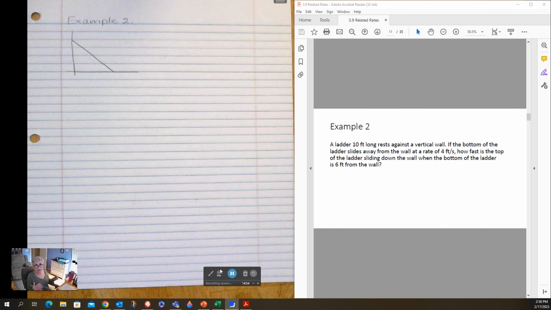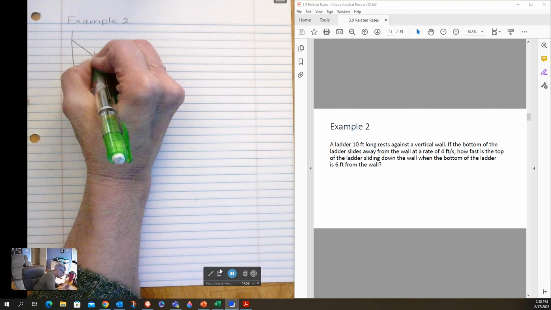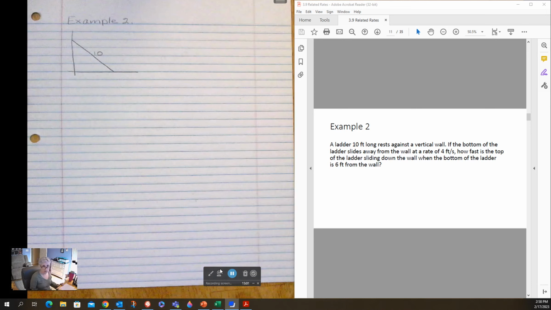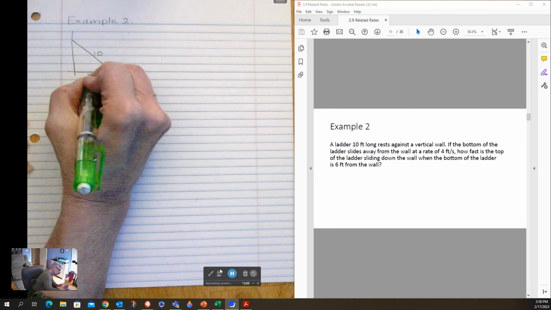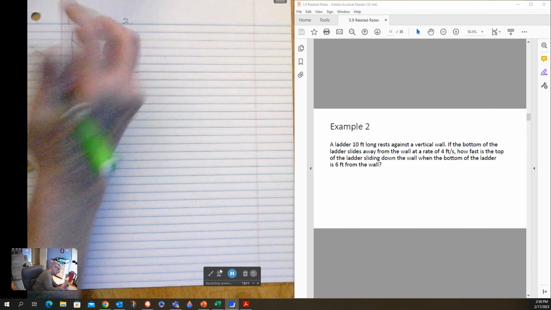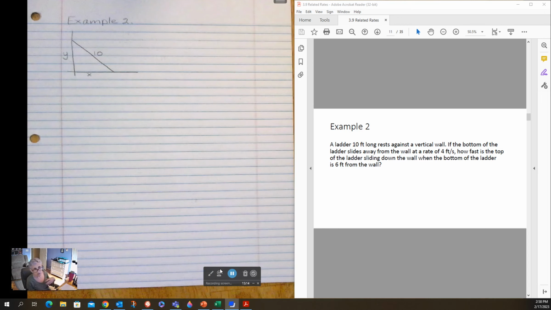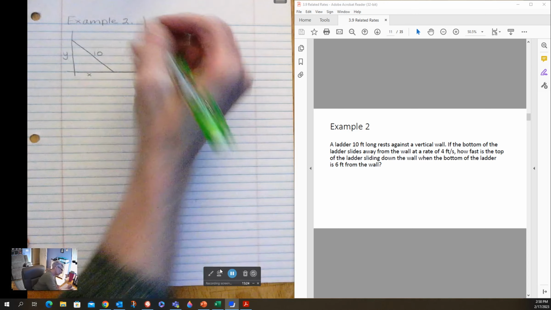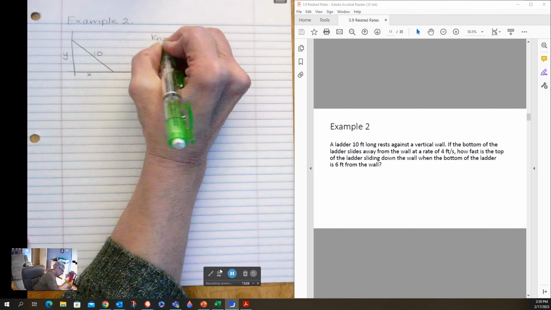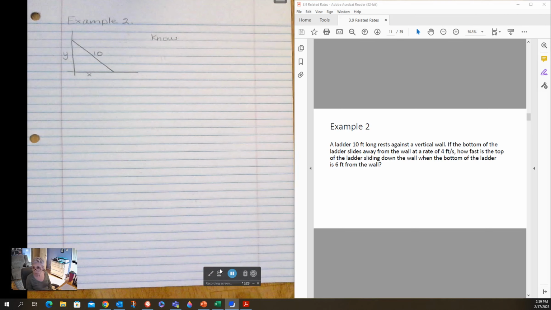Now, the ladder is not going to change. It's always going to be 10 feet long. So I could go ahead and label that with 10. I'm a big fan of naming horizontal things as x's and vertical things as y's. If you wanted to call it something else, you could. That would be okay. So now I have variables for the different things. I can write down my know, my need, and my when.